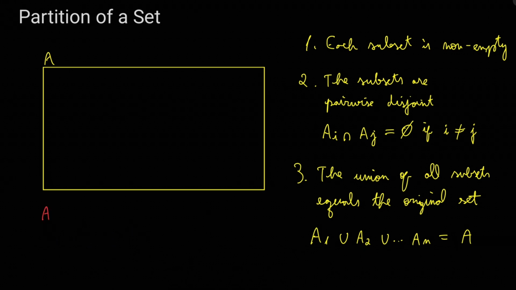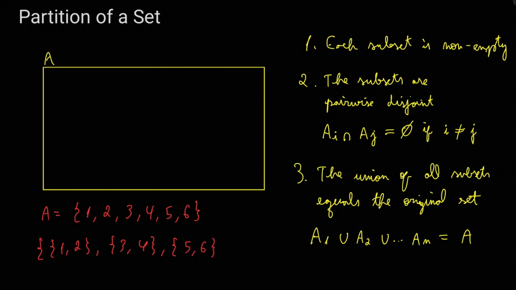Let's say that A equals the set of elements 1, 2, 3, 4, 5, and 6. One possible partition of the set A is the set of subsets {1, 2}, {3, 4}, and {5, 6}. In the Venn diagram, this could look something like this, for example. Here we could have elements 1 and 2, here elements 3 and 4, and here elements 5 and 6.